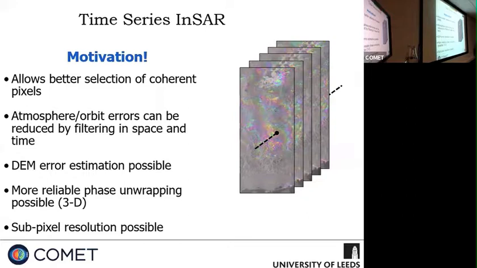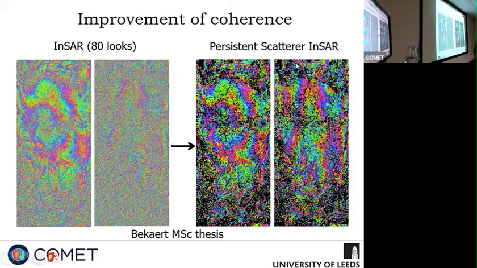So what this means is that if we have an interferogram, at first glance it might seem that every pixel in there is actually a point, but in reality, it's an area in space. Depending on the satellite, it's meters by tens of meters wide. So what we can do with Time Series as well is detect where within that pixel the actual scatterer is that we're measuring. So a few examples, improvement of coherence.